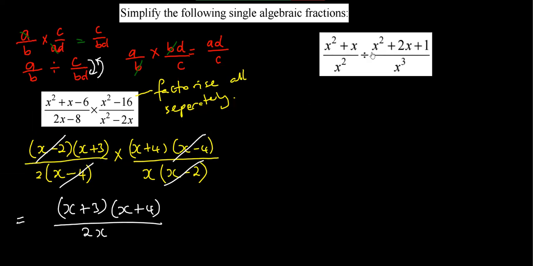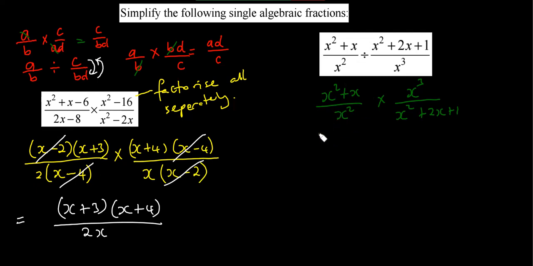Okay. Let's look here and see if we are able to apply what we have learned. Okay, let's use another color here. We're going to factor out on top here. First of all, let's change x squared plus x over x squared, times x cubed over x squared plus 2x plus 1. Okay, that's what we have. We need to change, so we swap the two. Now we can continue with our question.